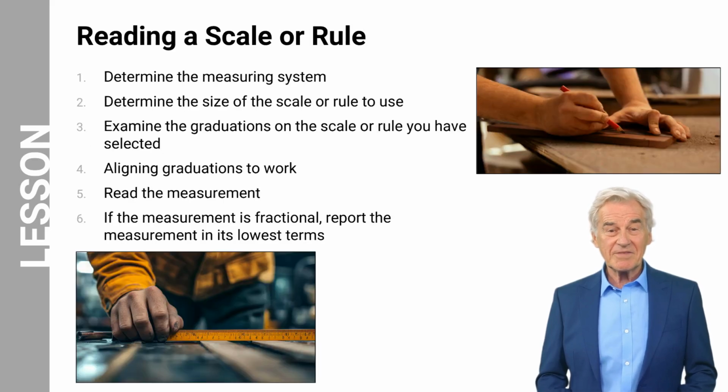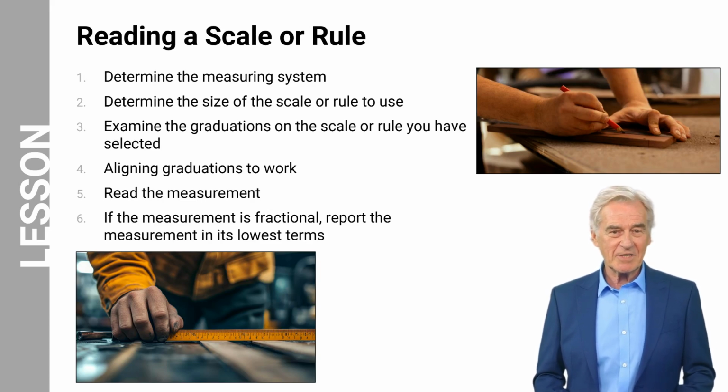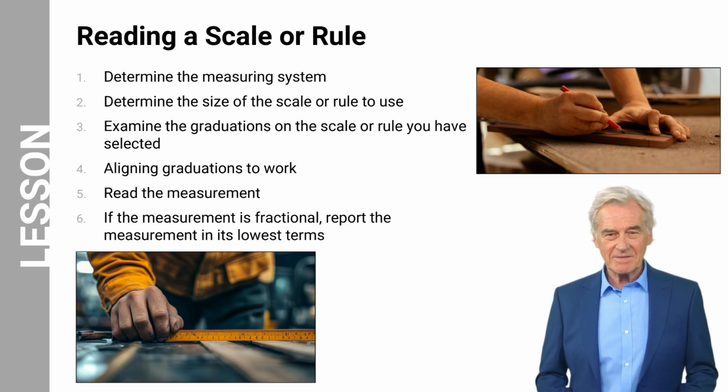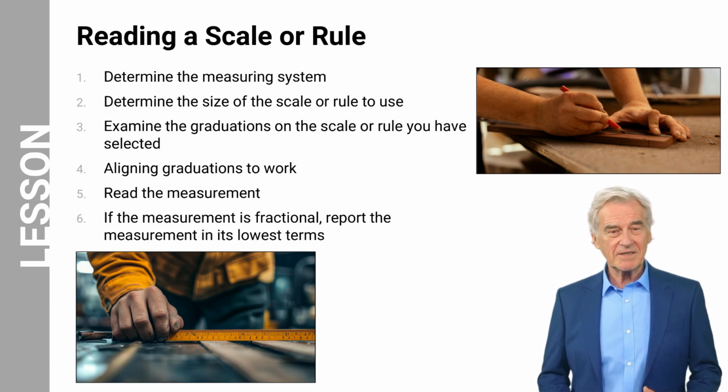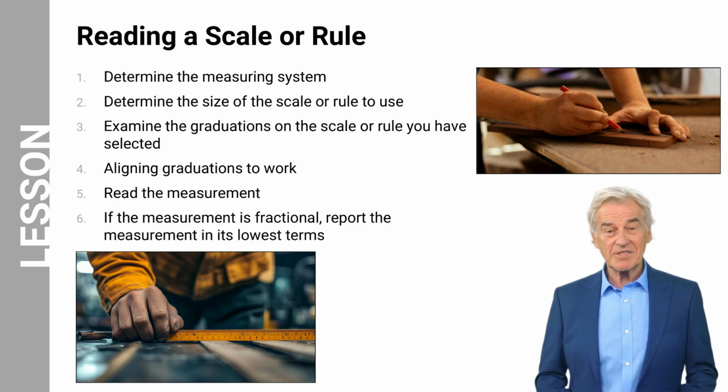So how do we read one of these scales or rules? The steps on this slide will help you master the skill of reading scales and rules. First, determine the measuring system to use. Second, determine the size of the scale or ruler to use. Third, examine the graduations on the scale or ruler you have selected. Fourth, align the graduations to take the measurement. Fifth, read the measurement. Lastly, if the measurement is fractional, report it in its lowest terms. Each of these steps will be discussed in detail in the next few slides.